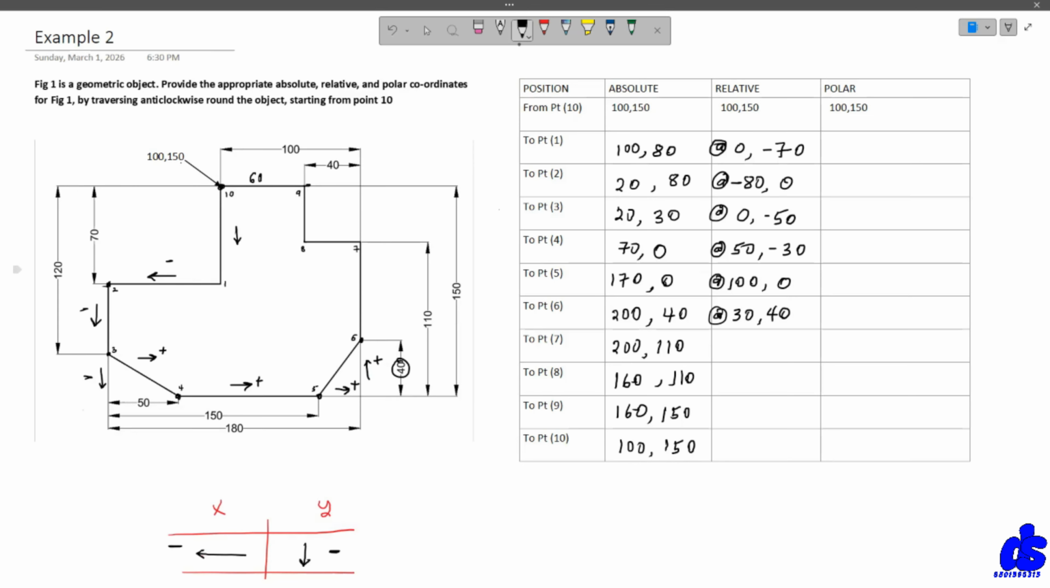Let's go to point 7. For point 7, let's check. Is there a change in x? No, there's no change in x because it's on the same line as 6. So x is going to be 0.